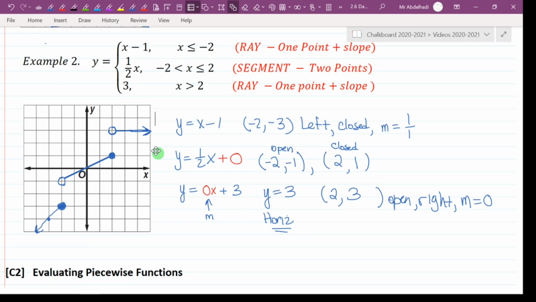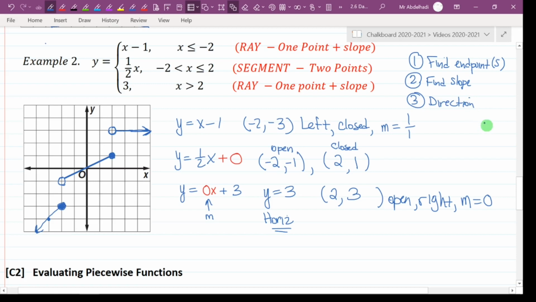So the key here is to, 1, find your endpoints. Find your slope, okay? There's only one slope per piece, so we'll just say slope. Find your direction, okay? Less than means left, greater than means right. And then draw your piece here. Now, if you have 2 endpoints, you don't have to worry about the slope and the direction, because the endpoints will dictate it. You just connect the dots.